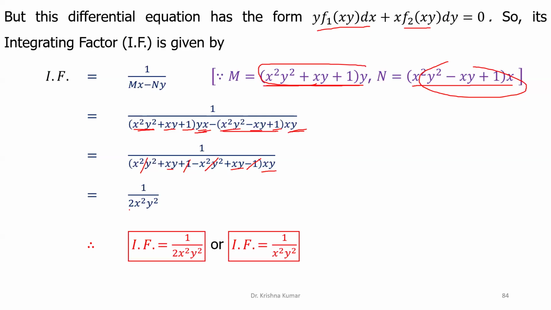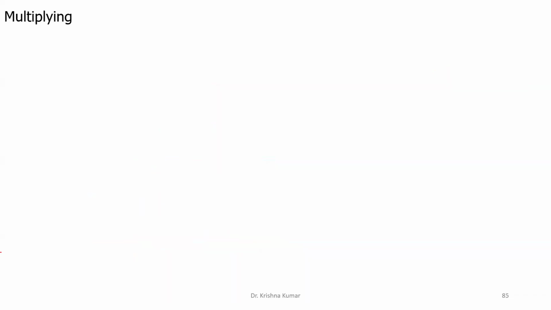Sometimes we can also write the integrating factor as 1 upon x²y², or we can also write it as 1 upon 2x²y². Either one is true for the integrating factor of the given equation. Now let us multiply this integrating factor to the given differential equation. As per the rule, if you multiply any differential equation by its integrating factor, it is converted to an exact differential equation.